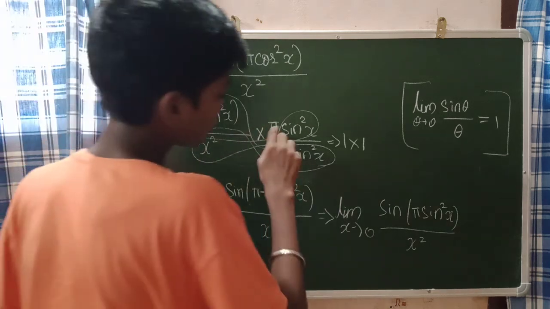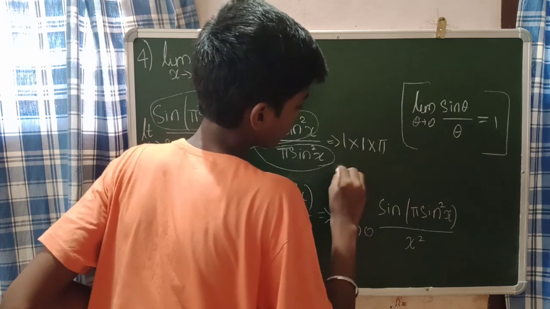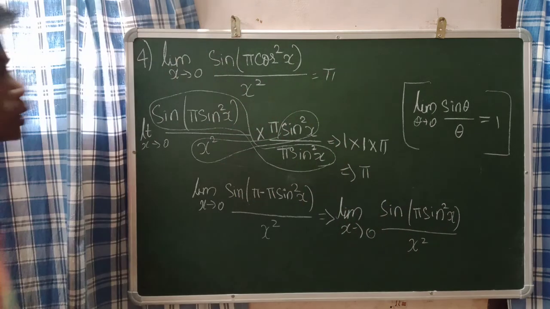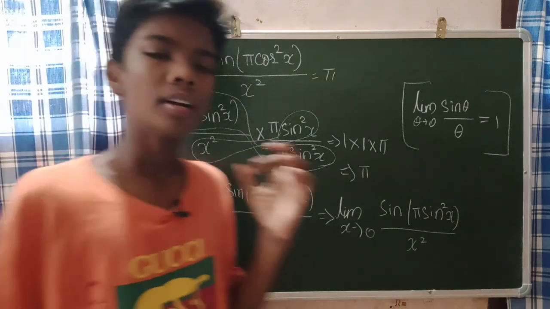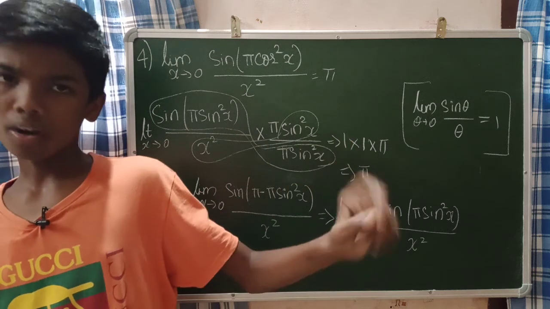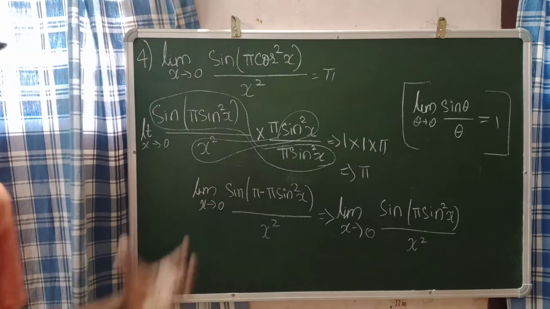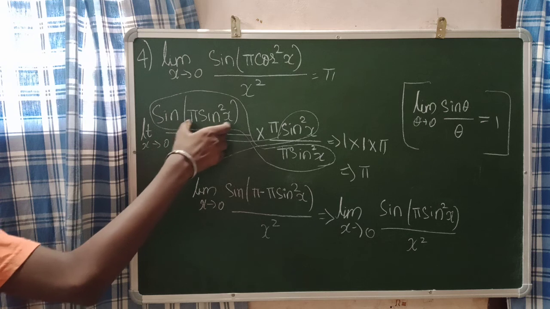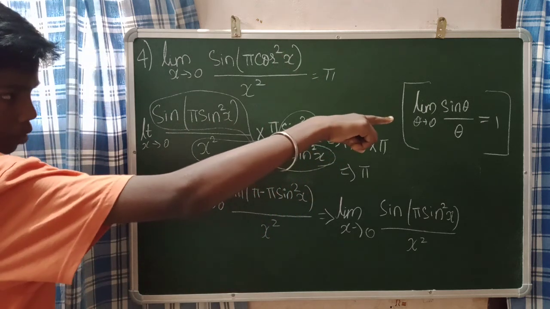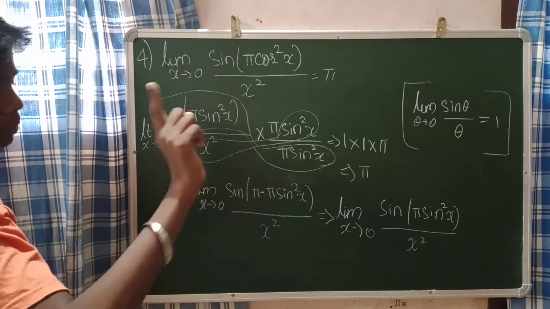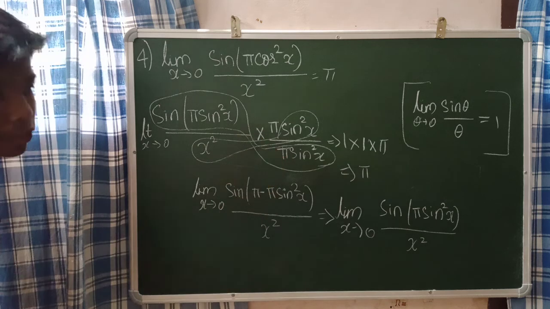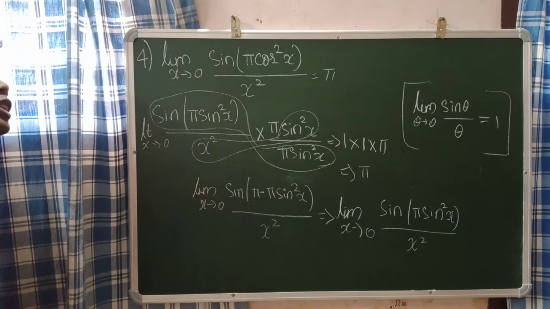Then we are having this pi here, so I will multiply into pi. So the answer is pi. So pi is the answer for this question. What I used is this main standard limit: limit of theta tends to 0 of sine theta by theta will always be equal to 1. That's how I solved this. Because sine of pi sine square x divided by pi sine square x will be 1 using this property, and sine square x by x square will be 1 using this property. So 1 into pi, because this pi is left out now. So pi is the answer for this question. That's all about this question.